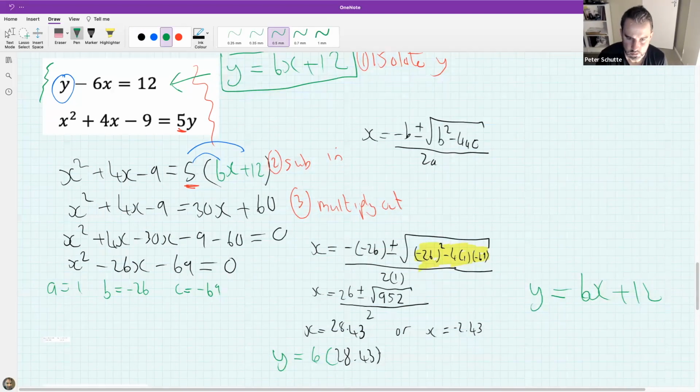So 12, or y would be equal to 6 times something plus 12, and that something would be minus 2.43. So let me know in the chat, what are you getting for the y values?